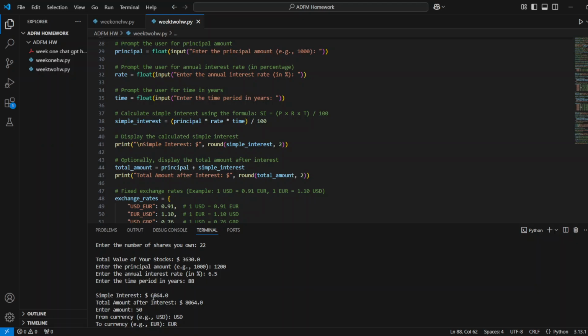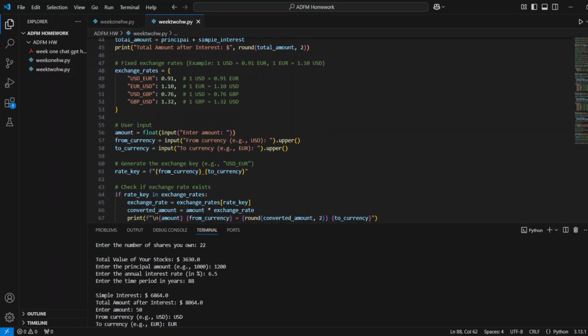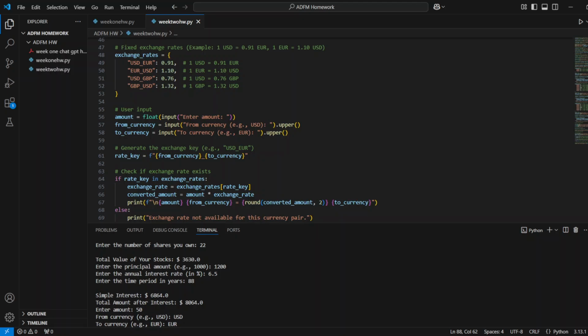And to be able to get the total amount after the interest, I needed to do the principal plus the simple interest rate. So these two programs together. And it gave me 8,640, which came from this program. So next, it was lines 47 through 69.